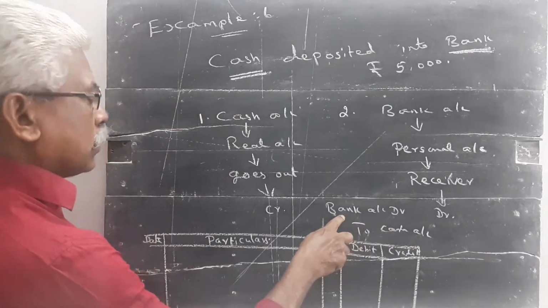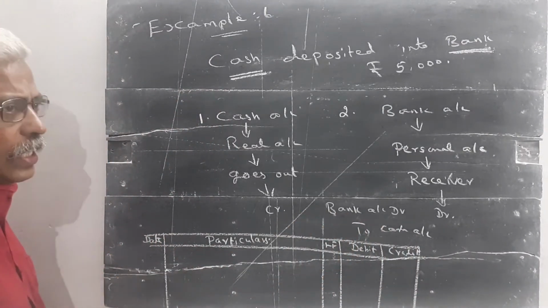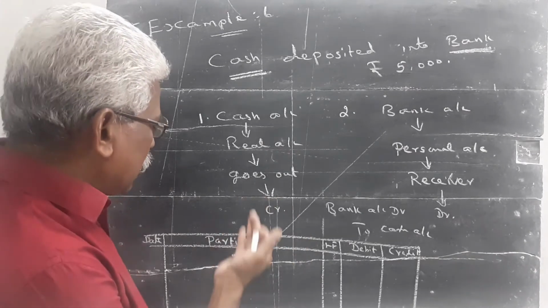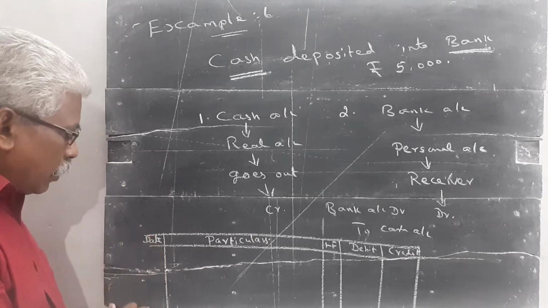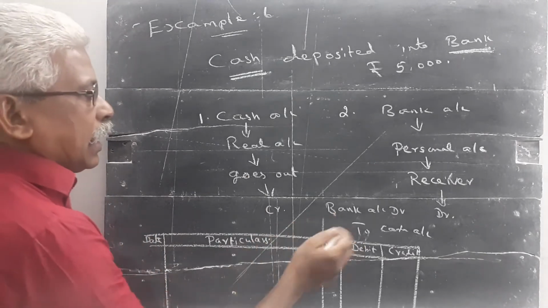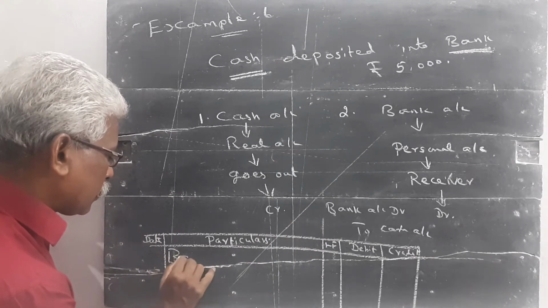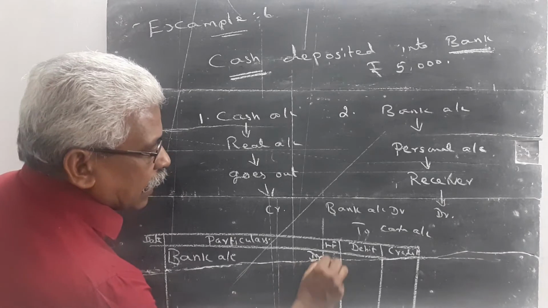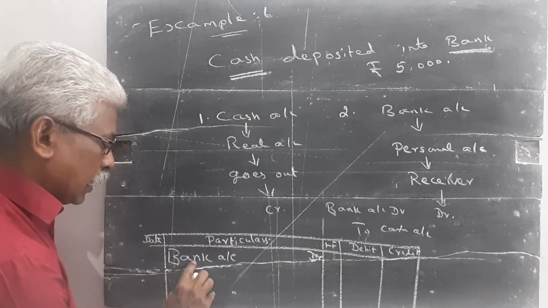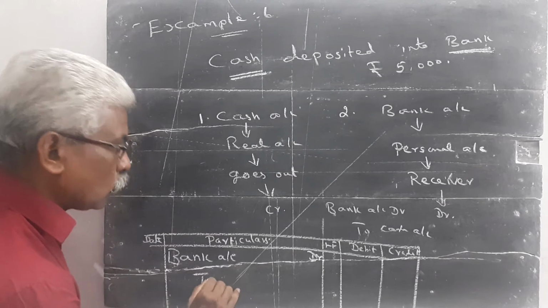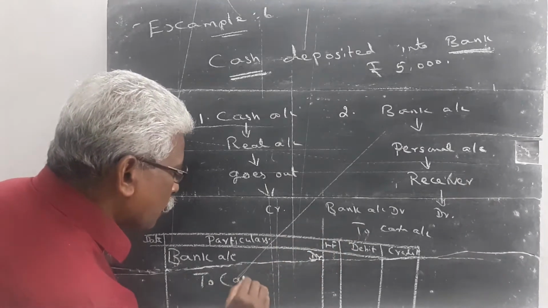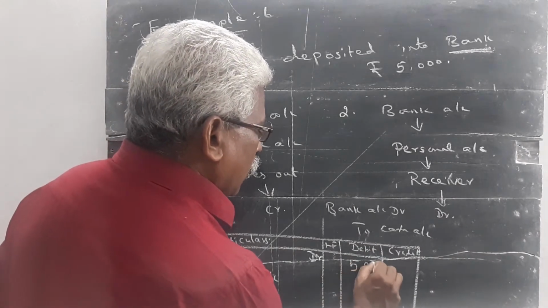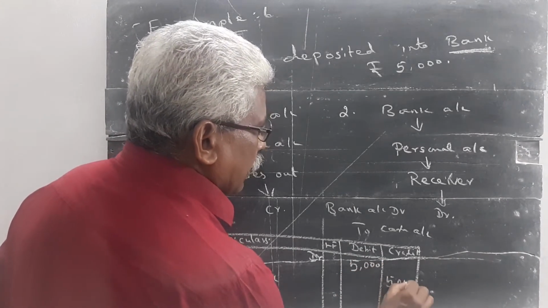First the debit aspect. Here the date is not given, so no need to write the date. In the subsequent problems the date is given, and at that time we will fill the date column. Now we simply study the journal. The debit aspect starts at this end. Bank account debtor is entered here. To is entered after leaving a space, to cash account. Here we write the amount 5,000. Debit column 5,000, credit column also 5,000.